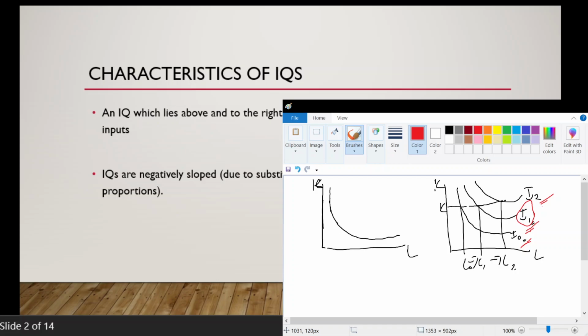And then second, IQs are negatively sloped. Bakit negatively sloped? So bababa siya because of substitutability of resources except for fixed proportion. So here we really need to give up some portion of K in order to use more of L. Okay, kaya siya negatively sloped. So we need to give up K in order to use more L.